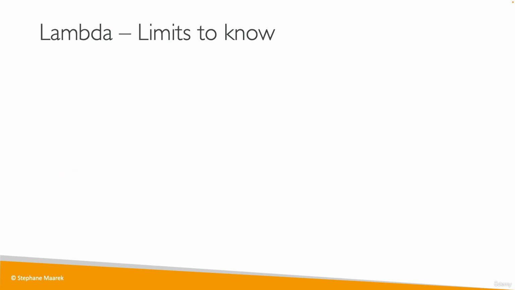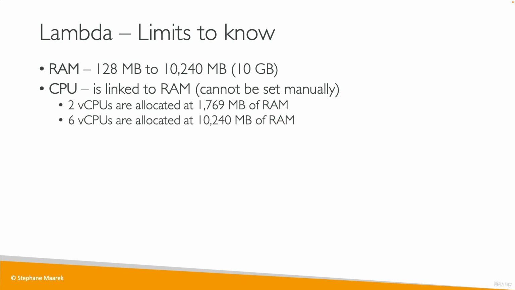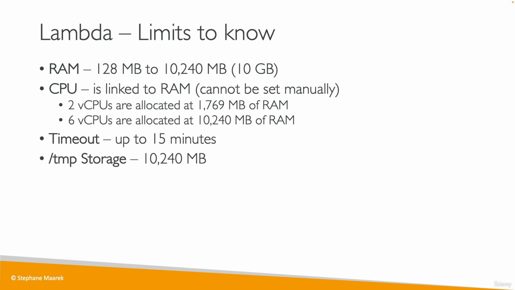Lambda will come up in the exam, especially as a difference, for example, versus Batch or versus ECS and other things like this. So knowing the limits of Lambda really helps you understand whether or not Lambda is a good choice. Lambda has up to 10 gigabytes of RAM, and the CPU is linked to RAM. So 2 vCPUs will be allocated at about 1800 megabytes of RAM, and 6 vCPUs will be allocated at around 10 gigabytes of RAM. Timeout is up to 15 minutes. So if you have long executions, for example, 1 hour, Lambda is not a good use case. And the temporary storage is 10 gigabytes.